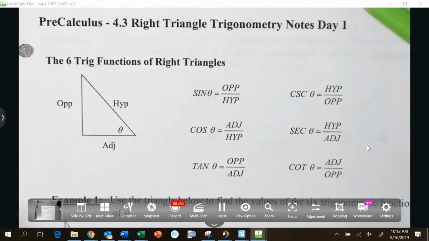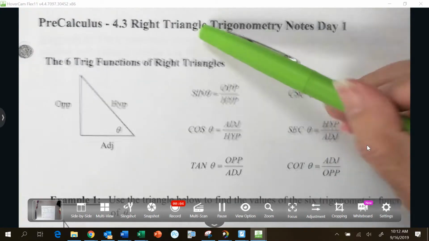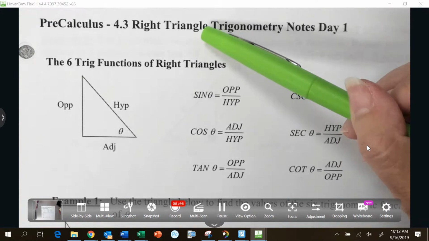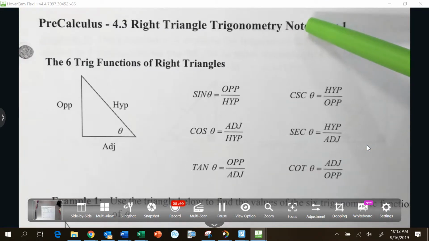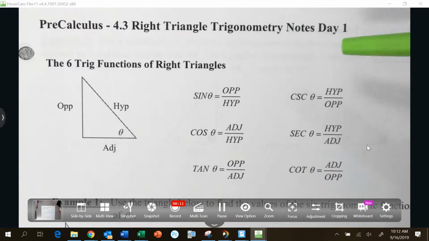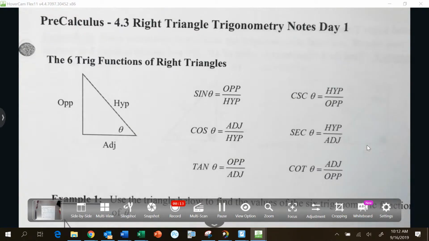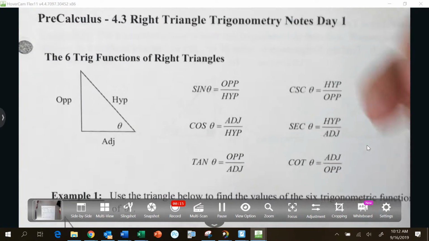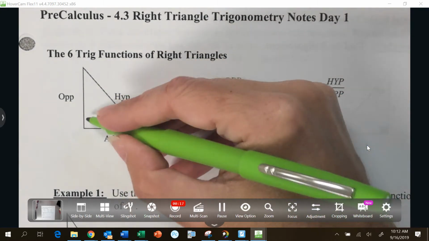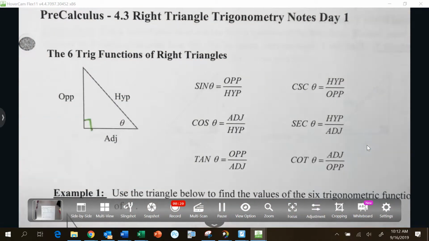Okay, so this is section 4.3. We've already done part of 4.1. Now we're skipping to 4.3 in the book. This is right triangle trigonometry, where you have SOHCAHTOA. This only works with right triangles.